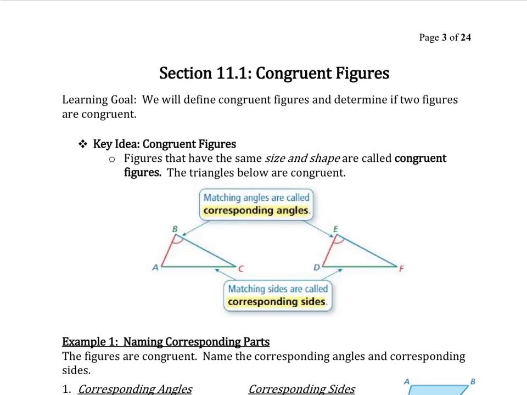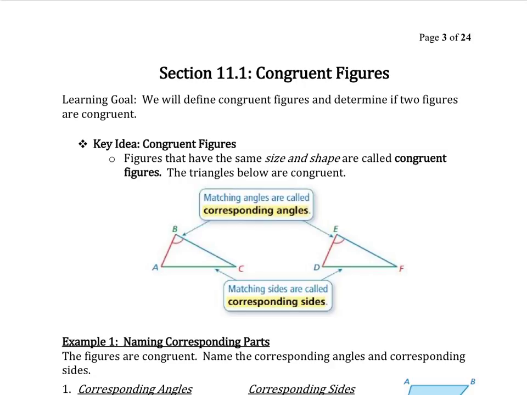So before we can get started on actually changing shapes, we need to look at how shapes compare to each other. So for 11.1, we're going to define congruent figures and determine if two are congruent. So notice under the key ideas, we've talked about this definition before, but figures that have the same size and shape are congruent. You can kind of think of them, they look exactly the same.